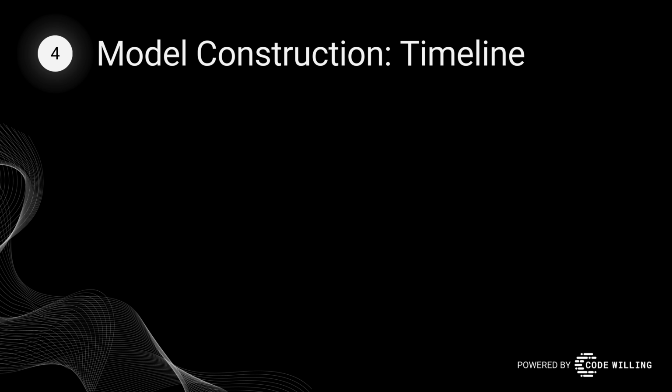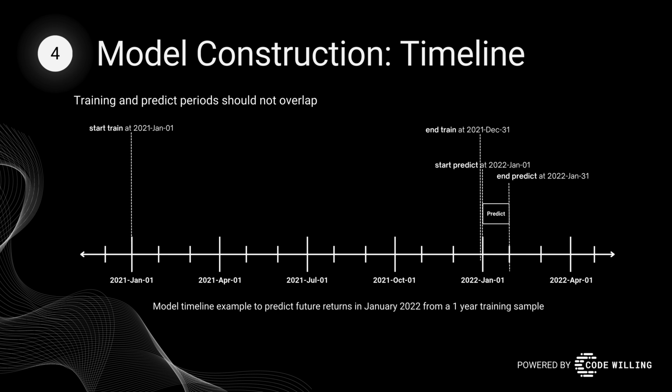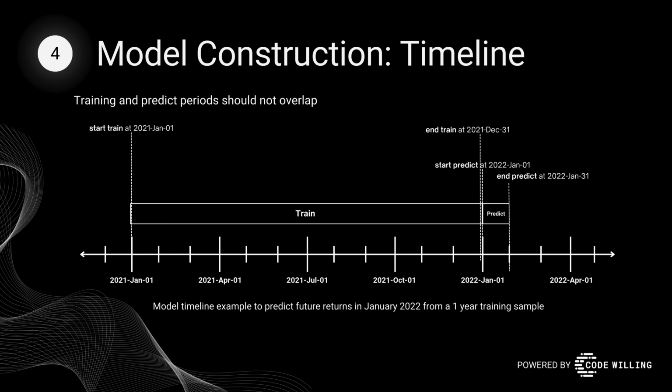When building the model, timing is critical. We must ensure there's no look-ahead bias by avoiding any overlap between the training and prediction periods. Here's a sample timeline for predicting returns in January 2022 using a 1-year training period. Let's say you want to predict for the period January 1st to January 31st, 2022. With 1 year worth of training data, we will use January 1st to December 31, 2021.